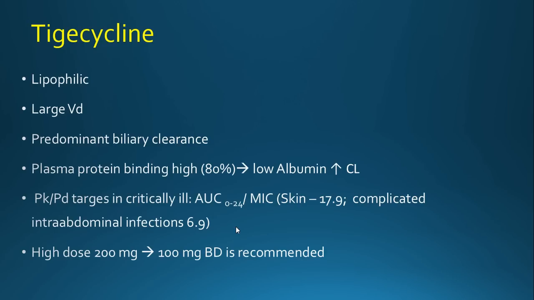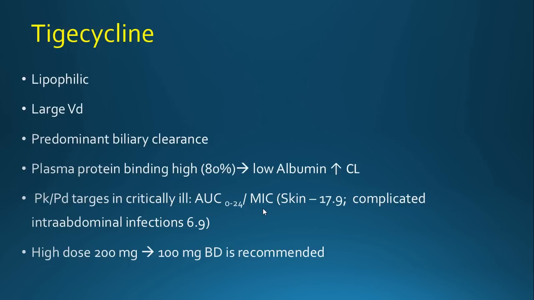Tigecycline is different from the other drugs. It is lipophilic, with a large volume of distribution, predominantly biliary clearance, and very high plasma protein binding. So low albumin actually increases the clearance. If you review the literature, if your albumin level is low, the failure rate of tigecycline will be increased. So people actually give albumin to increase the success rate of tigecycline. The PK/PD target is AUC by MIC, and different for different infections. Skin needs a higher AUC by MIC than intra-abdominal infection.